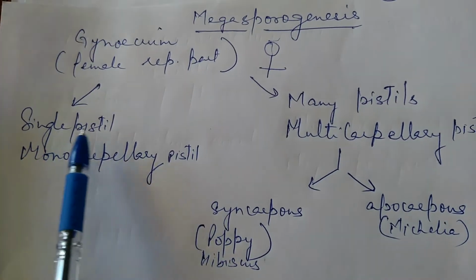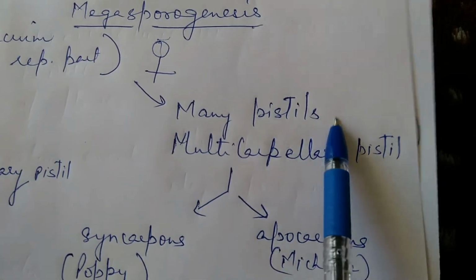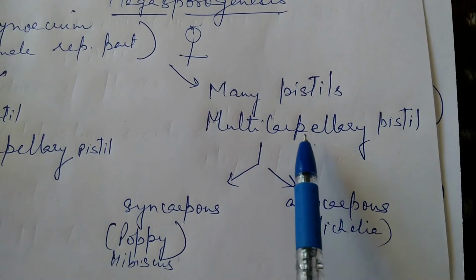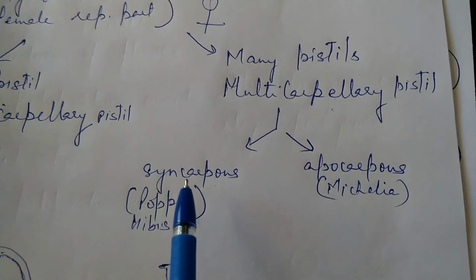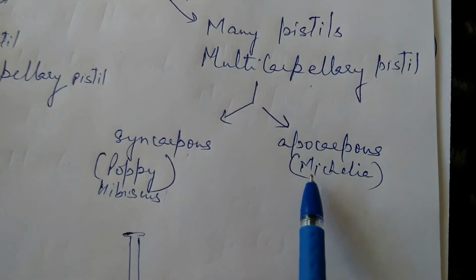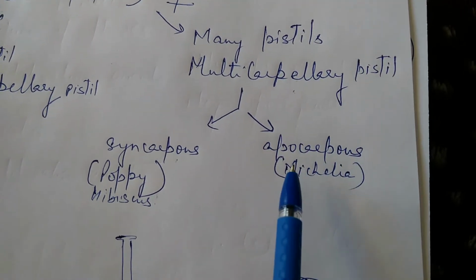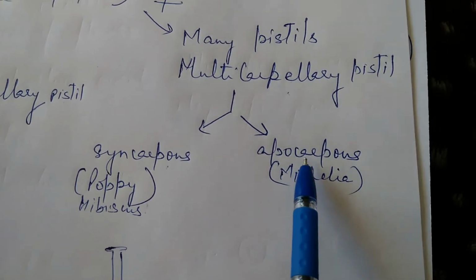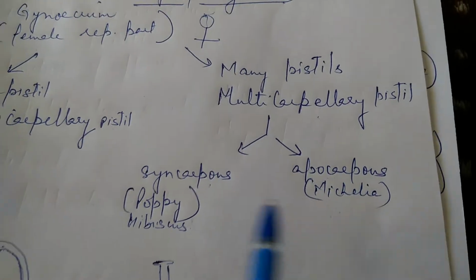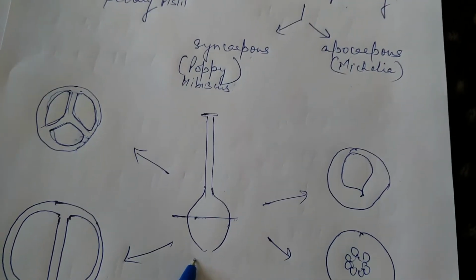If it has single pistil, it is called monocarpellary pistil. If it has many pistils, it is called multicarpellary pistil, and all the carpels, they may be united, as in case of poppy and hibiscus, it is called syncarpous multicarpellary ovary. If all the carpels are separate, it is called apocarpous. Example is Michelia. These examples are given in your NCERT and you can search out for more. Then this is the female gametophyte.